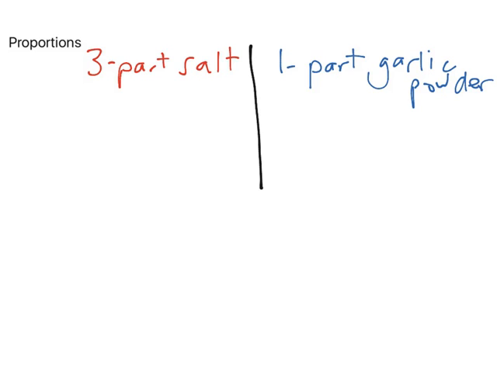Let's say that we have a recipe that calls for 3 parts salt to 1 part garlic powder. Let's say it's a recipe for a dry rub for meat. What that's saying is that for every part of garlic powder that we use, we use 3 times as much salt. So here's the garlic powder and the salt.